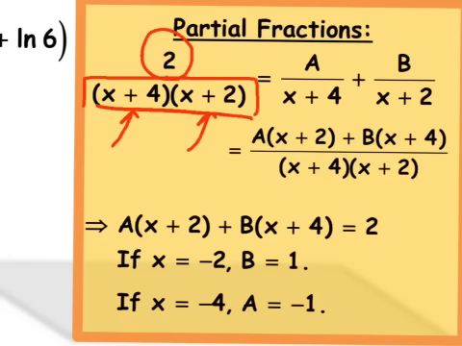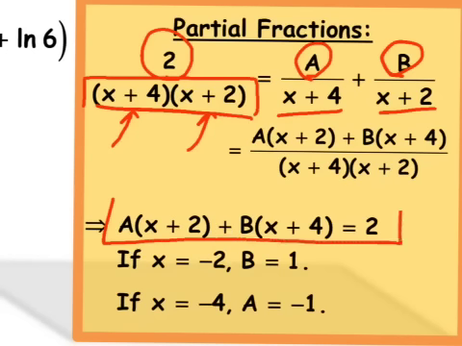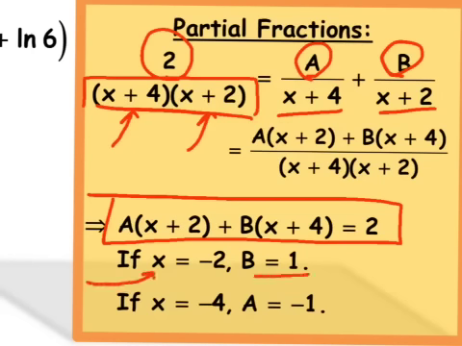Now we want a partial fraction decomposition where we have an A over x plus 4 and a B over x plus 2. That'll eventually get us to A times the quantity x plus 2 plus B times the quantity x plus 4 is equal to 2. Now we can pick clever values for x. A clever value would be x equals negative 2, which gives us B equals 1. Another clever value would be x equals negative 4, which gives us A equals negative 1. So you plug that in for A, you plug that in for B, and you've got your partial fraction decomposition.